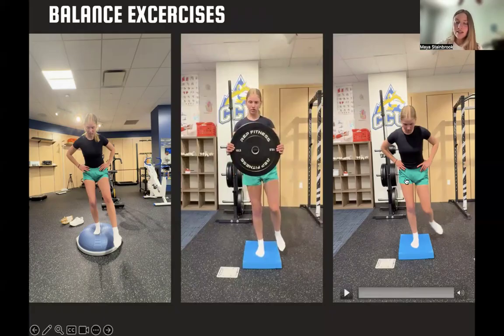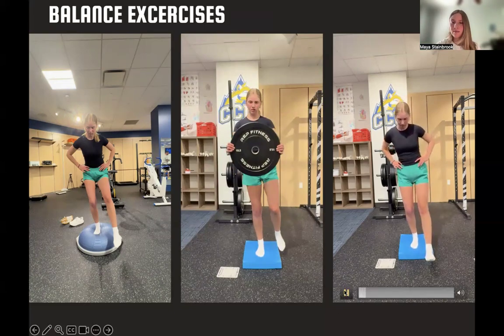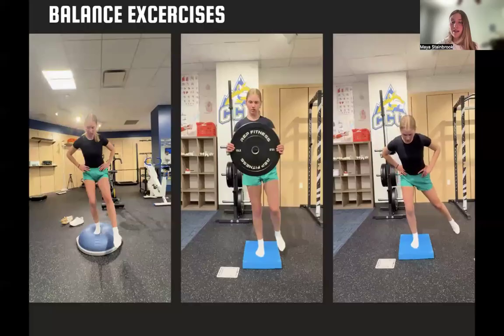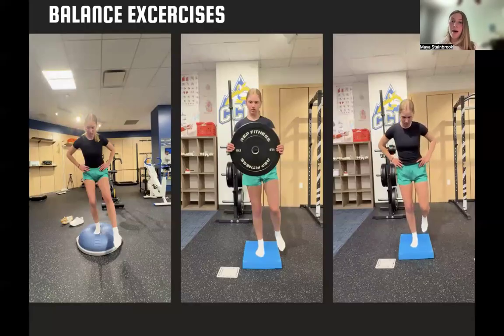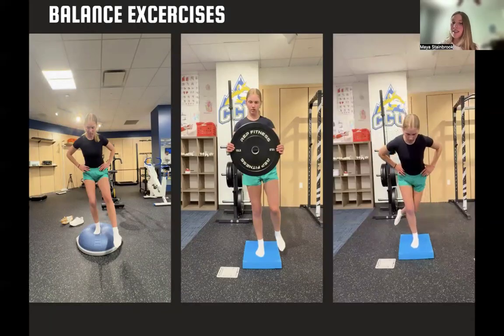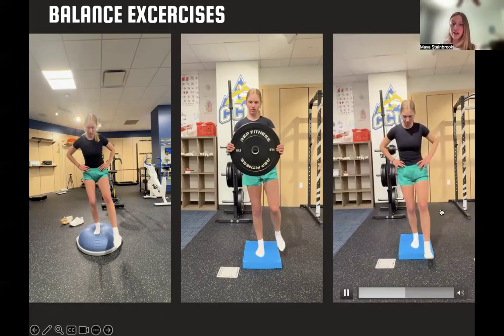And then this last one, I use this one in the other video as well. This is that three-way lunge. It's also really good for balance because of all those things having to co-contract together.